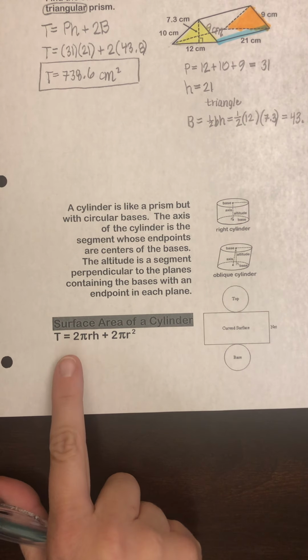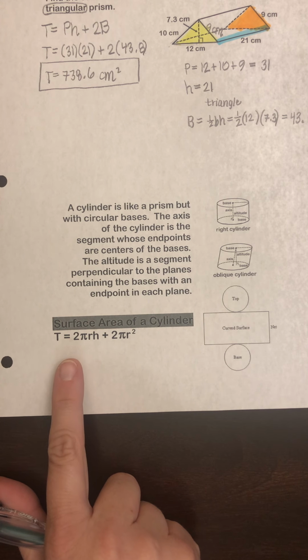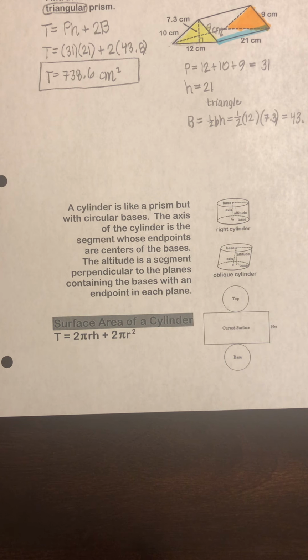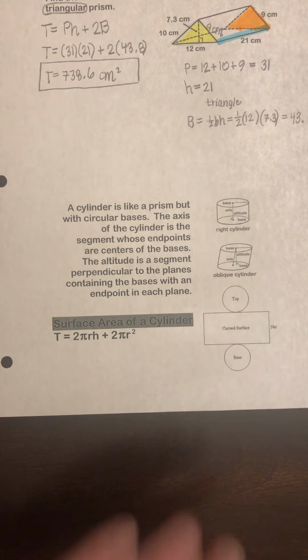So we have a formula right here: T equals 2 pi r h plus 2 pi r squared. For some people, memorizing things is difficult, but here's what I want to show you. I want to show you where that formula came from, because if you can remember where it came from, then you don't need to memorize a formula. You will know what the formula is. So let me explain it real quick.